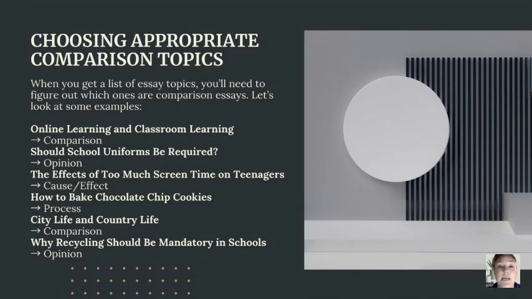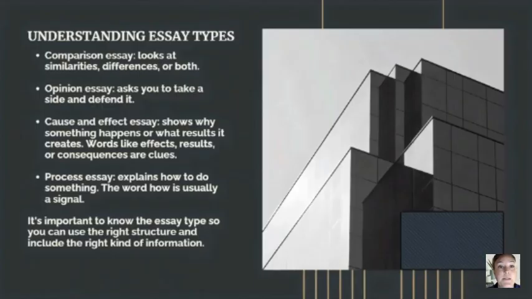So let's talk about understanding certain essay types. For a comparison essay, you're looking at similarities, differences, or both. But either way, for a comparison essay, you need to make sure there are enough similarities and differences to be able to compare, even if in the essay type you're focused on similarities only or differences only. An opinion essay would ask you to take a side and defend it. So you need enough information to ensure that you're defending your argument or your opinion essay or your argument essay.